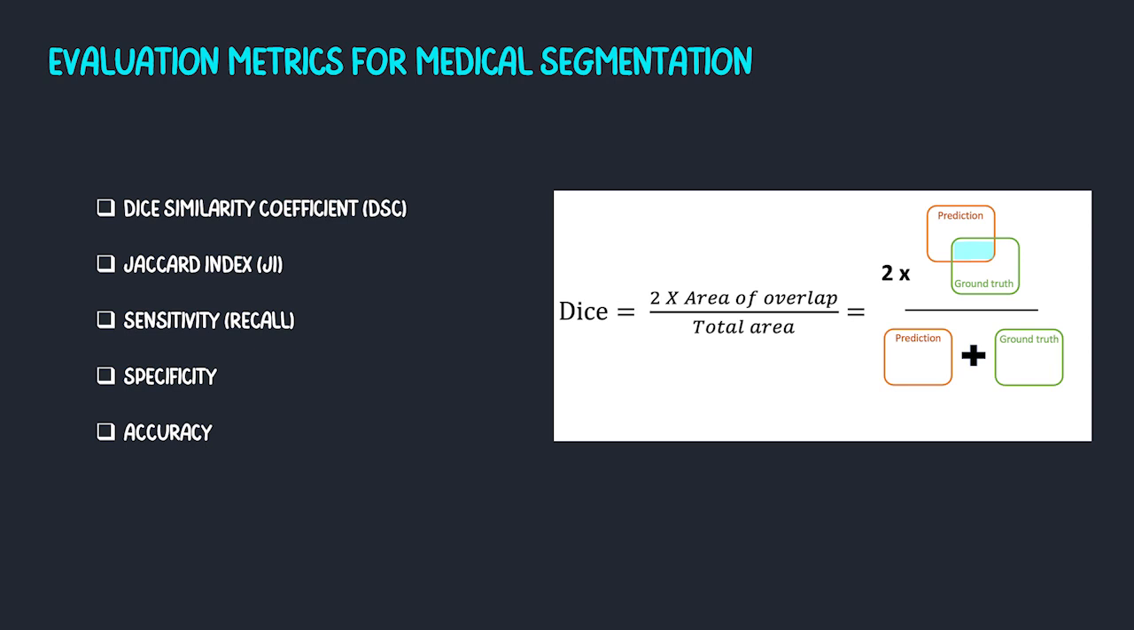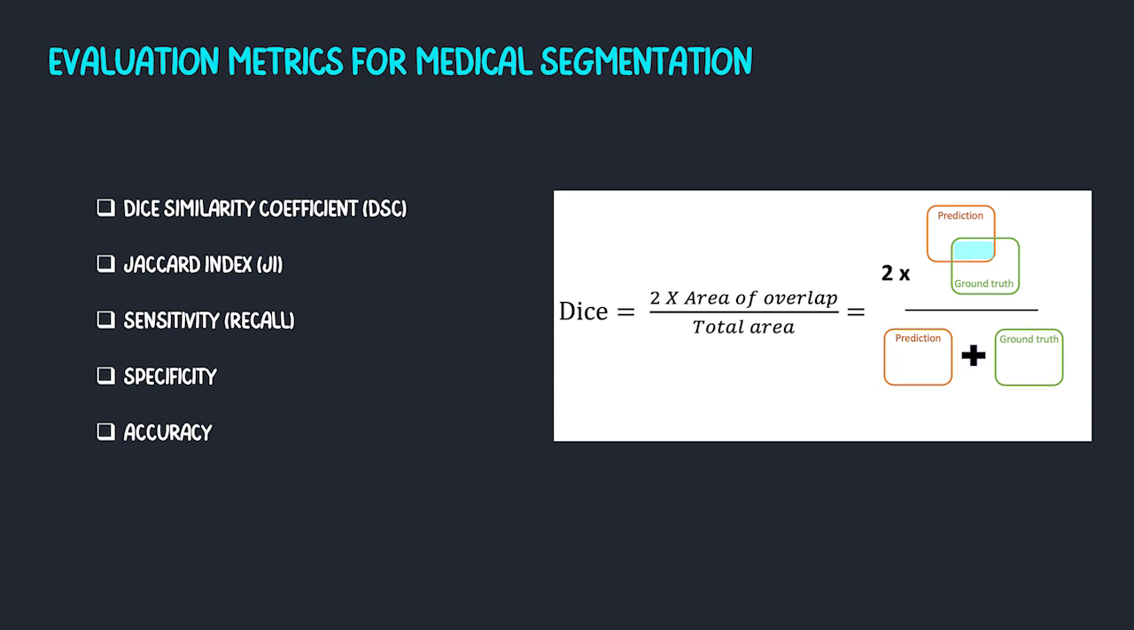The Dice Similarity Coefficient, DSC, also known as the Sørensen-Dice Coefficient, is a statistical tool that measures the similarity between two samples. In the context of medical image segmentation, these two samples are typically the ground truth and the predicted segmentation. The DSC is defined as twice the area of overlap between the predicted and ground truth divided by the total number of pixels in both images. Mathematically, it can be represented as DSC equals 2 times prediction intersect ground truth, divided by prediction plus ground truth.